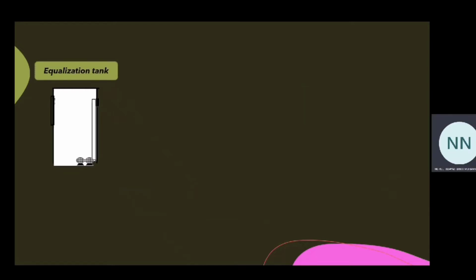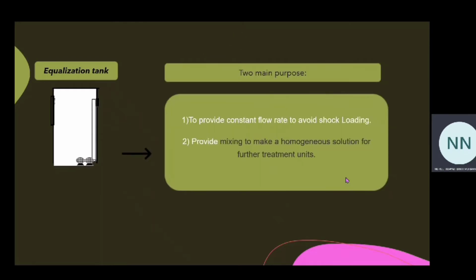Next, after the screen chamber, the sewage is pumped to the equalization tank. The equalization tank is used to maintain the desired flow rate at constant. Thus, the two main purposes of the equalization tank are, first, to provide constant flow rate to avoid shock loading in the MBBR tank, and second, to provide mixing to make a homogeneous solution for further treatment units.